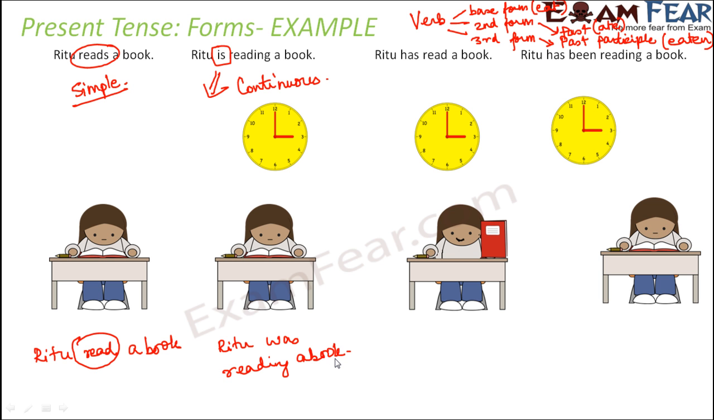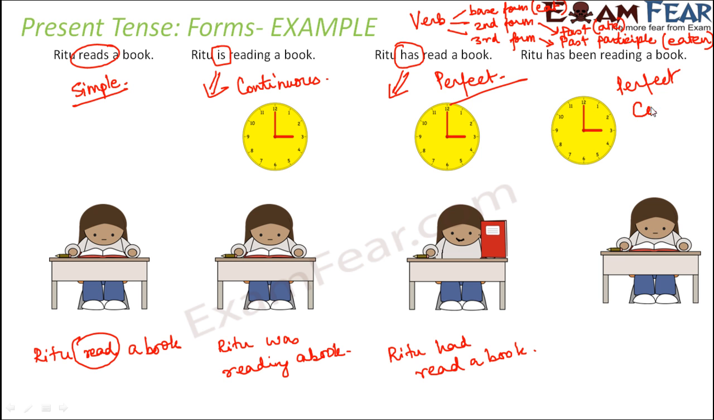That's all. The past tense means everything that happened before. So obviously you will replace is with was. Now let us try the same thing for perfect. So in past perfect, you will change has to had. So you will say Ritu had read a book. And finally, in perfect continuous tense, you will change has to had again. So this will become Ritu had been reading a book.